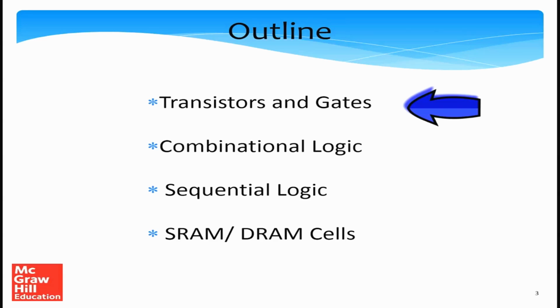Finally, we'll discuss SRAM and DRAM cells. These are the memory elements inside a processor. We can store data here, we can store bits and bytes. SRAMs and DRAMs are two very different technologies, so we'll discuss both of these in the last part of this chapter.